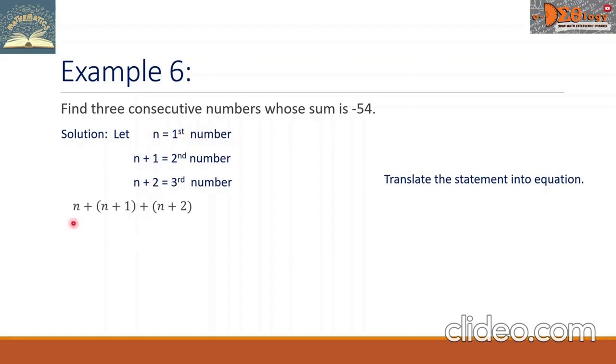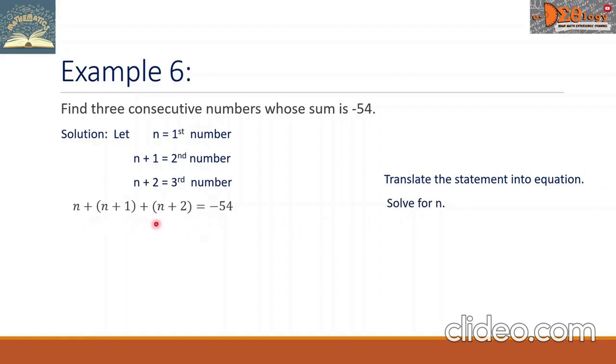So we have n, the first number, plus the second number, n plus 1, plus the third number, n plus 2. And the total is negative 54. So we have equals negative 54. Then let us solve for n.